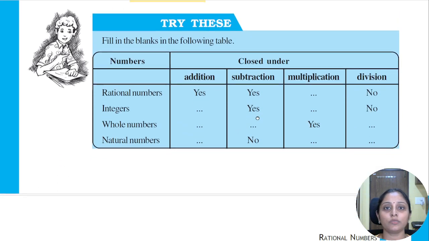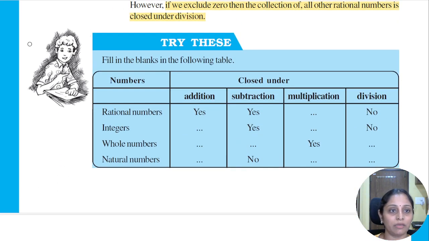So here there is a small Try These exercise that has been given to us, where they are asking us all these 4 operations for these 4 sets. We can quickly fill this up. For the set of natural numbers, it is quite similar to whole numbers, the exception being only one element, that is 0, right? So natural numbers are closed under addition. Natural numbers are not closed under subtraction. They are closed under multiplication, and they are not closed under division.